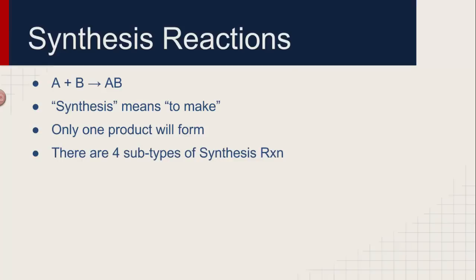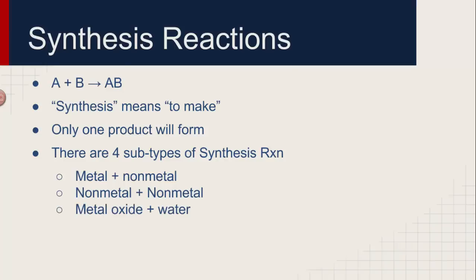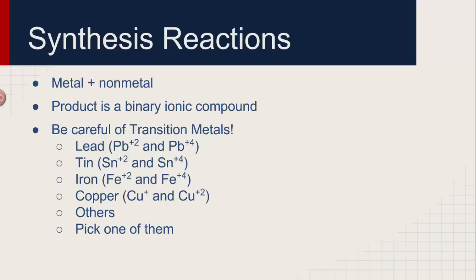Okay? Now there are 4 subtypes of synthesis reactions depending on the reactants. We can react a metal plus a nonmetal together. We can react 2 nonmetals together. Then we can react a metal oxide and water or a nonmetal oxide and water. These are the 4 subtypes of synthesis reactions, but they all produce a single product. And that's the earmark of synthesis reactions. So we'll take a look at the first one, metal and nonmetal.